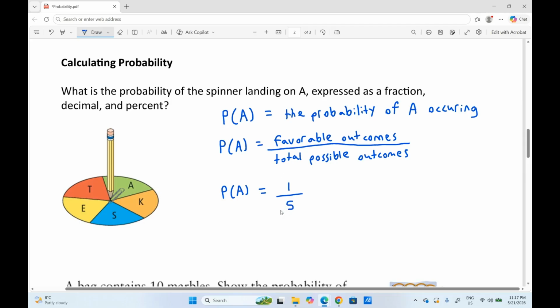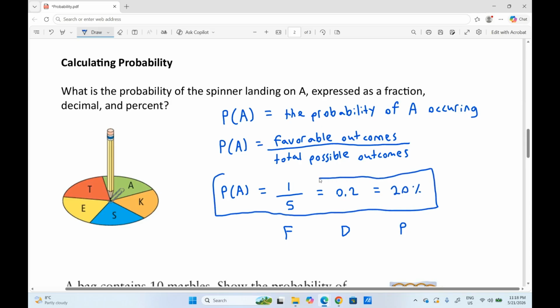So as a fraction, my answer would be 1 over 5. Now as a decimal, 1 over 5 is going to be 0.2. So as a decimal, my answer is 0.2. And now as a percent, I have to convert 0.2 to a percent. My answer should be 20%. So hence, this is going to be my answer right here. The probability of the spinner landing on A is 1/5, 0.2, or 20% when we express it as a fraction, decimal, and percent.